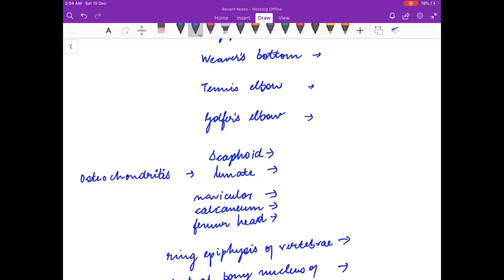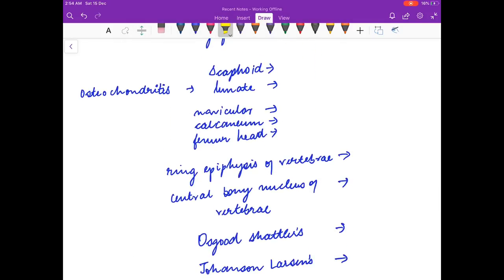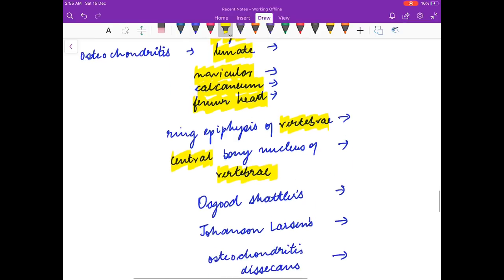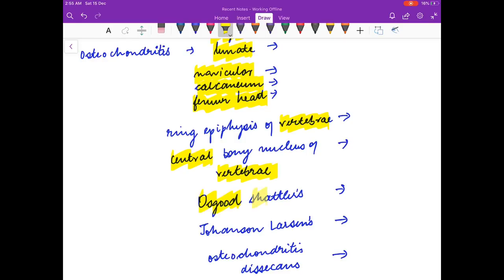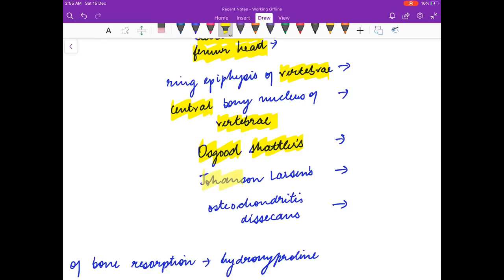Friends, now you will say the names of the various osteochondritis. Scaphoid osteochondritis is called as lunate. Think. Navicular. Calcaneum. Femur head, this is the simplest. Ring epiphysis of vertebrae. Central bony nucleus of vertebrae. Osgood-Schlatter's disease. Johansson-Larsen's.